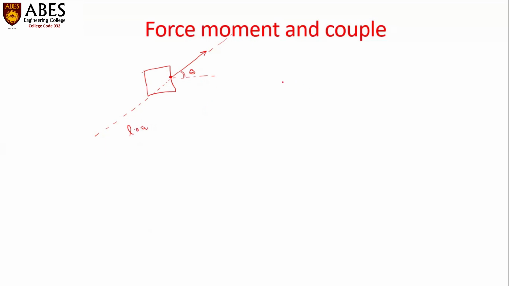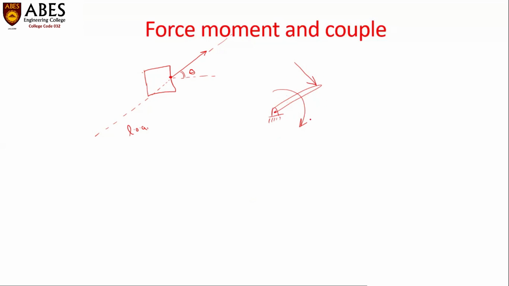Now, it is not necessary that a force is going to create only linear movement. It can create rotating effects also. Suppose there is an object which is hinged or pin jointed at this point, and we are going to apply a force at this point. Due to this, it will start creating rotation like this. It may be clockwise, and in some other case, it may be anti-clockwise also.